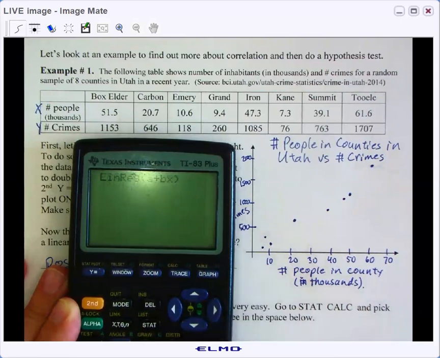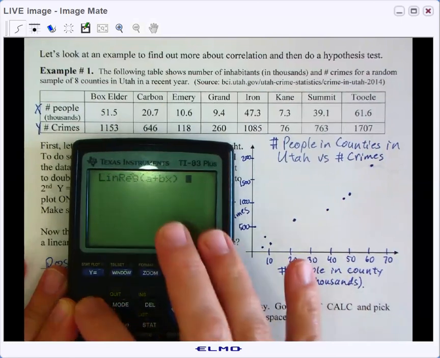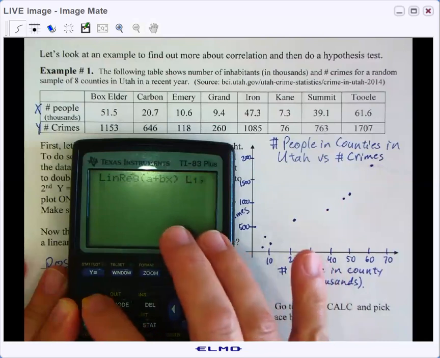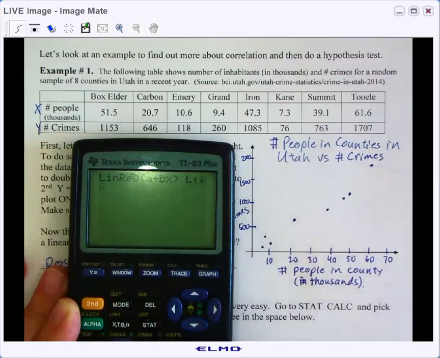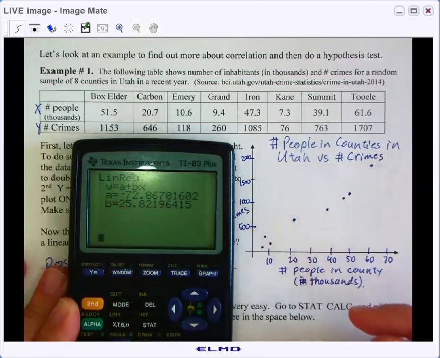Now it's going to sit there and blink at me because it needs to know what lists. So I need to tell it that the X data is in list 1 and the Y data is in list 2. And it's going to come back and tell me that A is negative 72.86 and B is 25.82. Oh, but the calculator was supposed to tell me what R is.